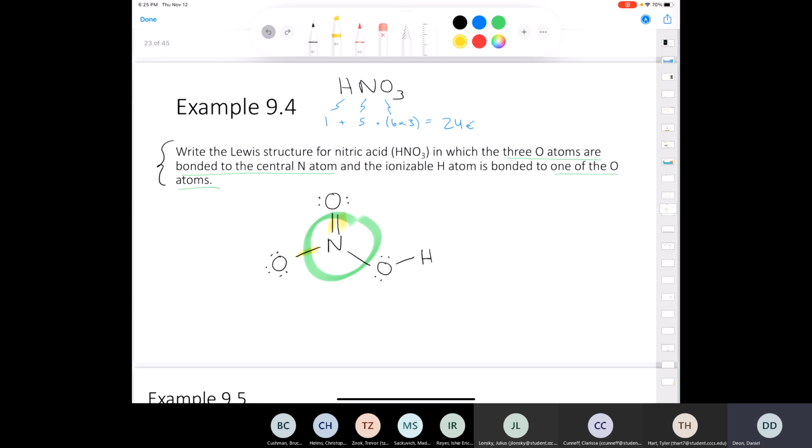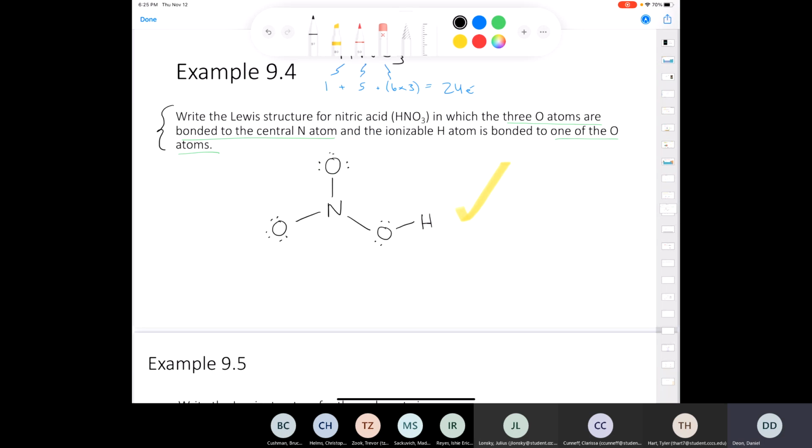So all 3 of the oxygens and the nitrogen all have complete octets, and the hydrogen has a complete duet. This is a perfectly acceptable Lewis structure. Now, if you had, say, put the double bond down here, that is also perfectly fine. What if you had done something different? What if you had taken... we'll just leave it like that for now.